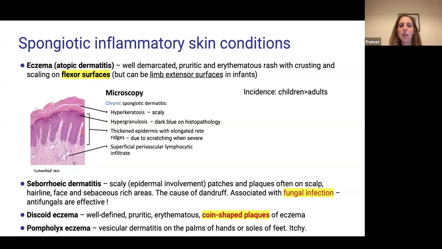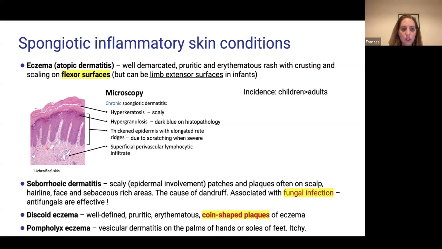And typically, eczema is more common in children than it is in adults. And if you look at the microscopy, what you end up with is a hyperkeratosis, which is what makes it scaly. So essentially, you get extra proliferation of your keratinocytes and you get excess scale or keratin that's building up on the top. That's what's causing this crusting and scaling. And then you get hypergranulosis. So you have more cells that are retaining their nuclei. As I said, they normally shed that nuclei as they go up. And you basically have thickened epidermis with those elongated rete ridges.